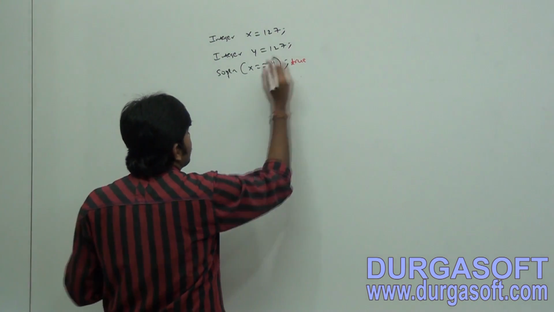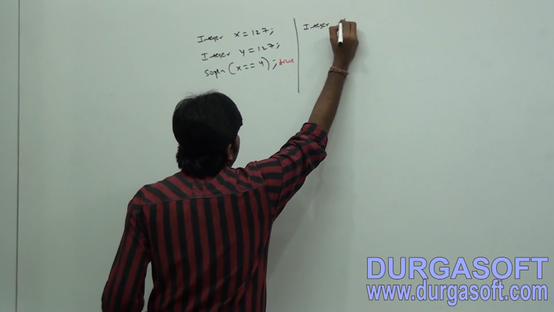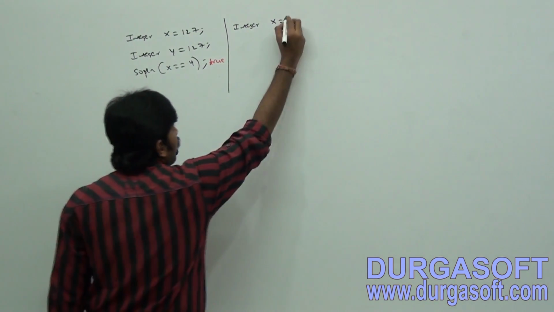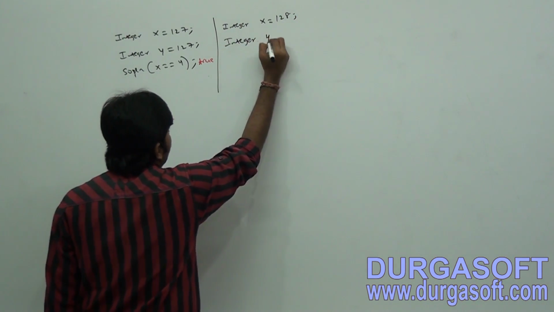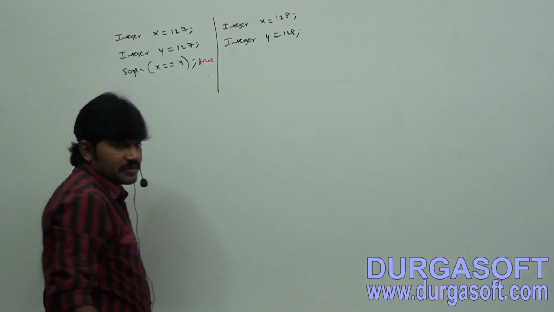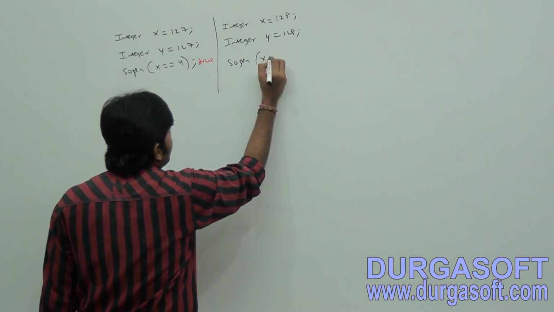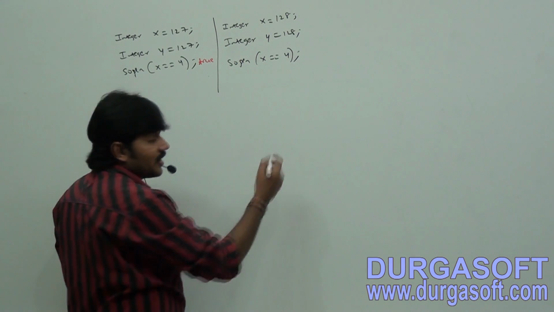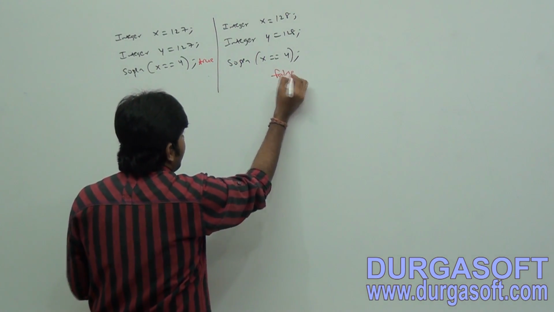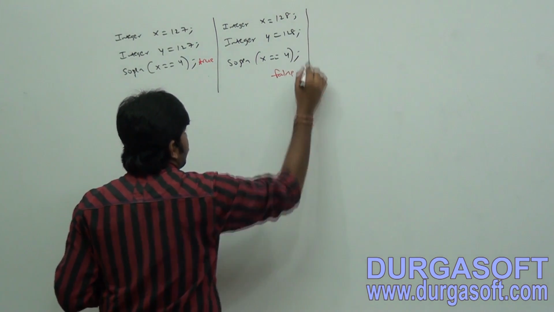Next I am taking here, see, Integer x is equal to 128, Integer y is equal to 128. System.out.println x double equal to y. What is the answer? False. No explanation required because you people are aware of the internal reason for that. Are you getting? False itself is the answer.